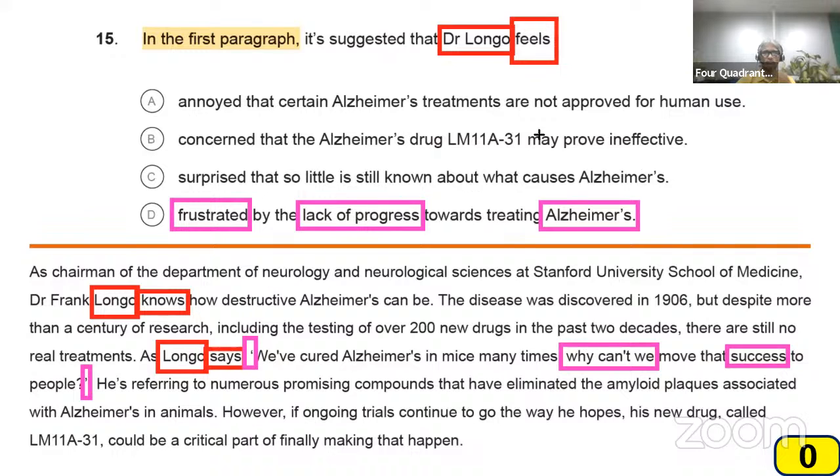Now let us see. Longo, he's saying after feeling, and these are his own words. Okay. These are his own words.